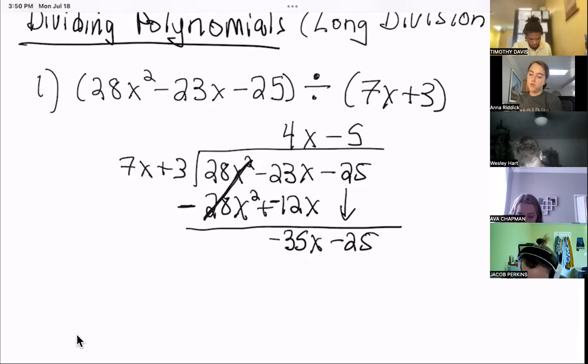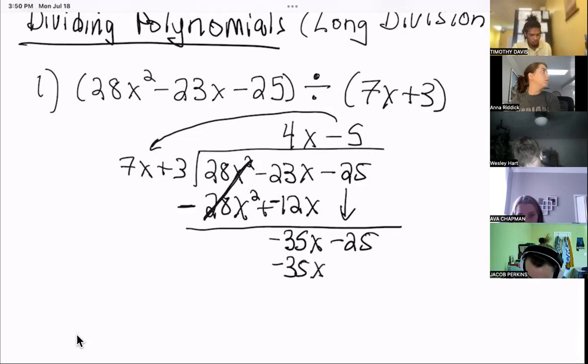And now we take that negative 5, notice I said negative 5, and we're going to distribute it. Negative 5 times 7x is negative 35x. And now distribute it to the 3. Negative 5 times 3 is negative 15.